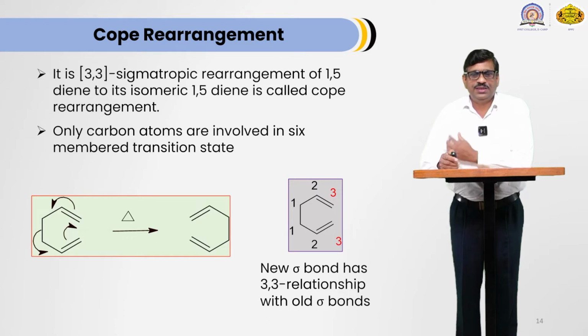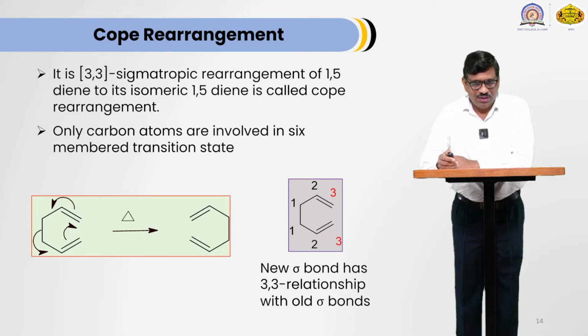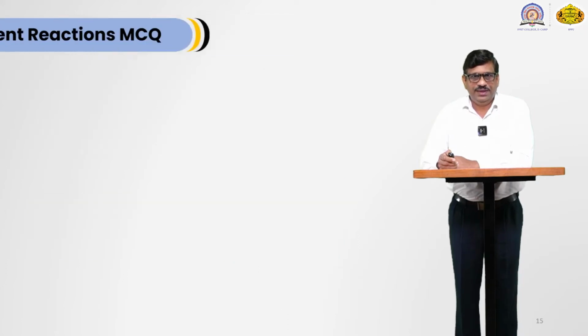If a hydroxyl group is present at the third position, then it is called oxy-Cope rearrangement. But in Cope rearrangement, all atoms are carbon. This is the difference between Cope and oxy-Cope rearrangement. In oxy-Cope rearrangement, an OH group is present at the third position, and in Cope rearrangement, all atoms are carbon atoms.